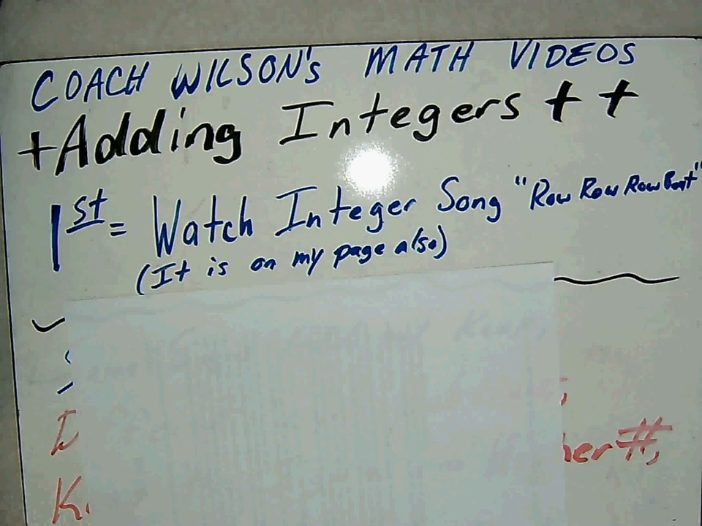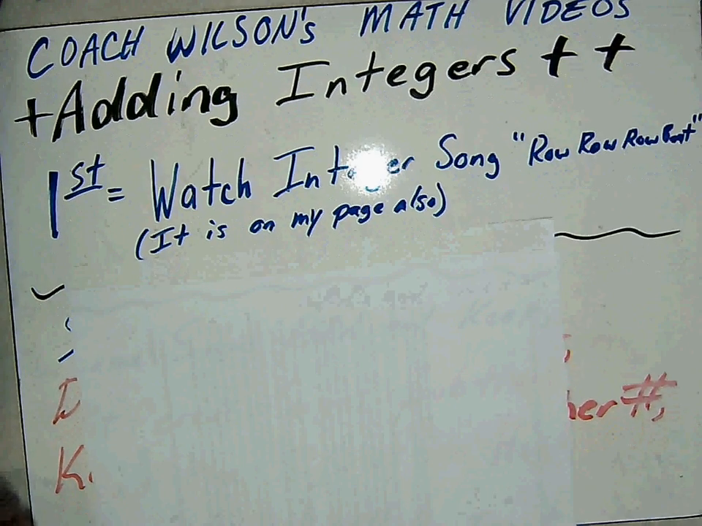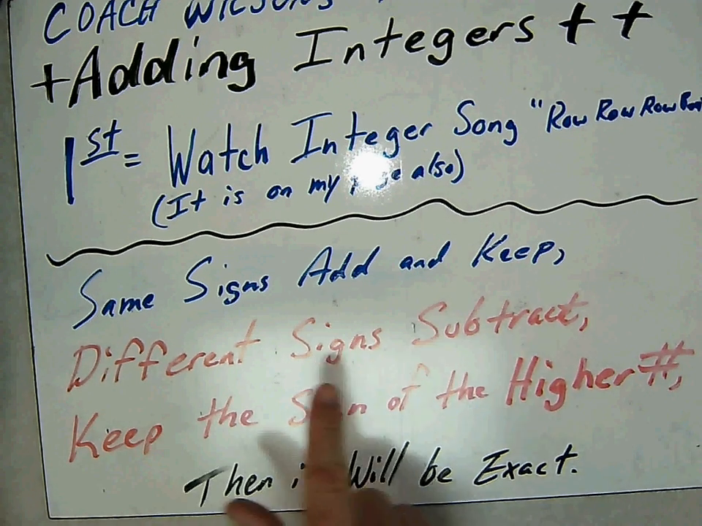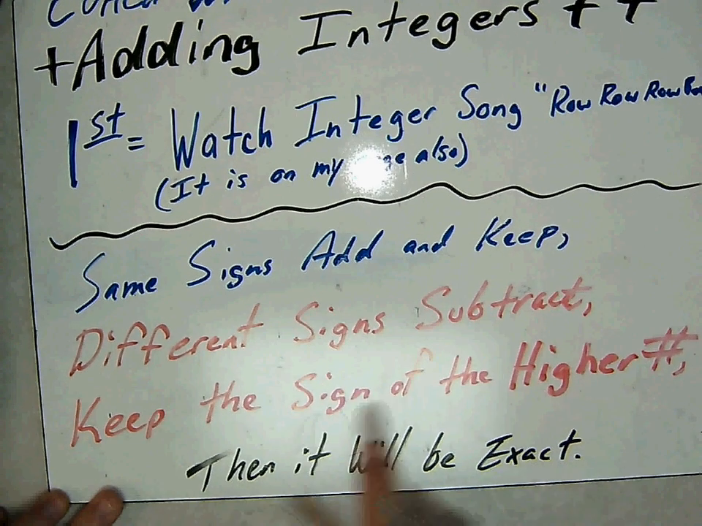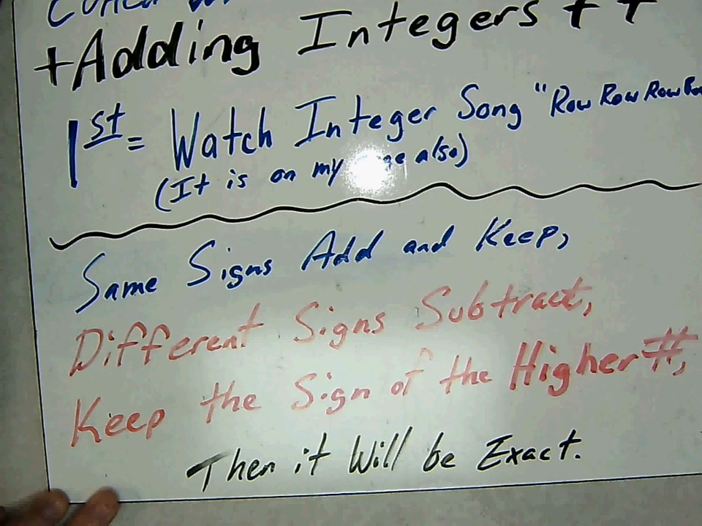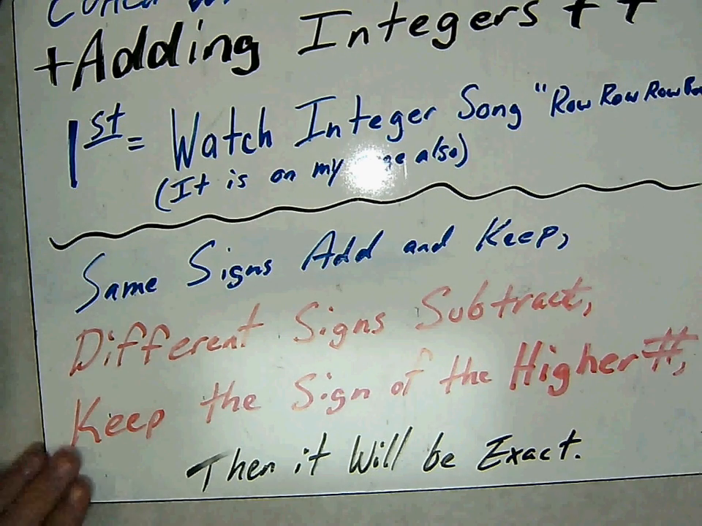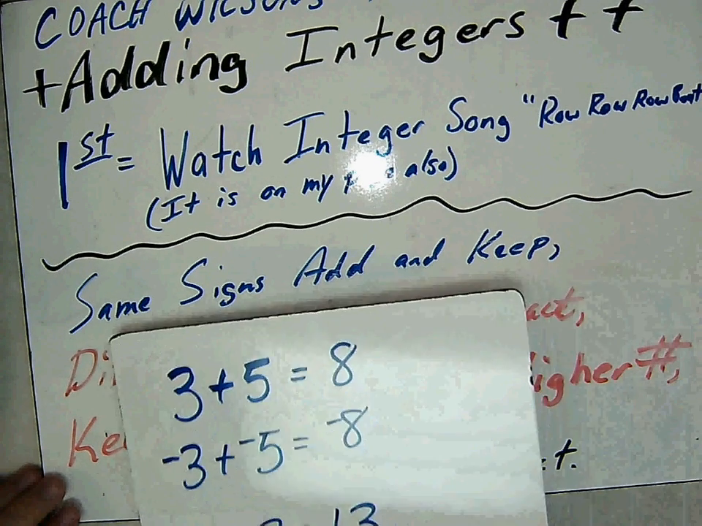Okay? Now, if you've already watched it, you know the song. Same signs, add and keep, different signs, subtract. Keep the sign of the higher number, then it'll be exact. Okay? So, it's awesome. Now, let's make sure we understand what each one of those means. So, same signs, add and keep.